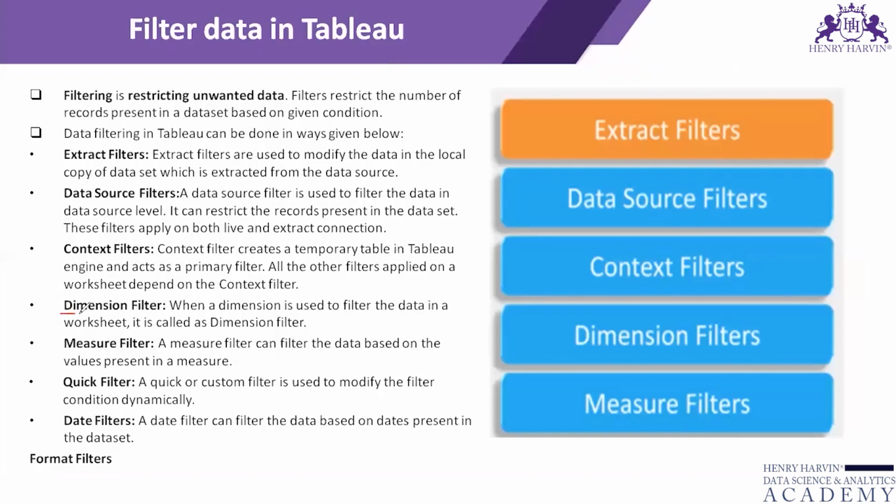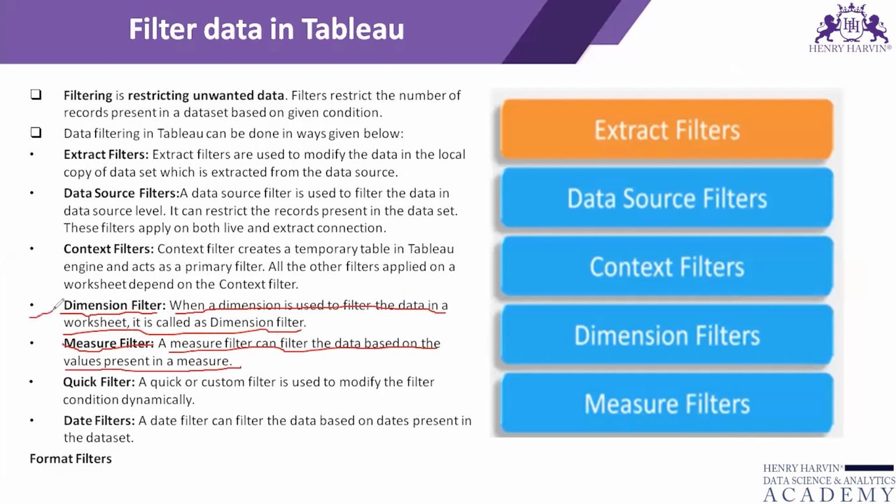Our dimension filter. So when a dimension is used to filter the data values, we say it is a dimension filter. Similarly, when a measure is used to filter out the values, we say it is a measure filter. So I think you remember what a dimension and measure filter are.